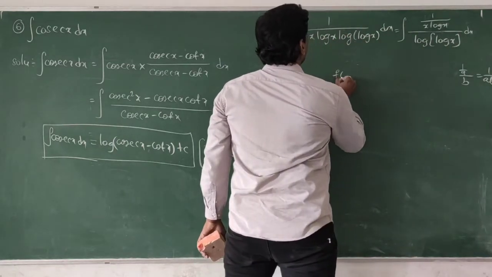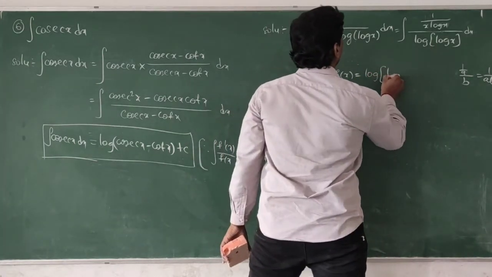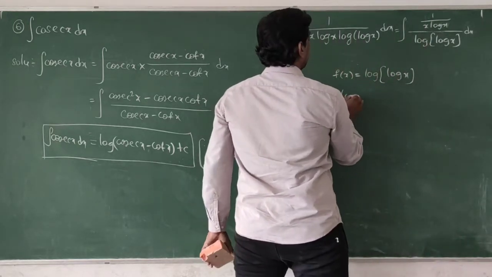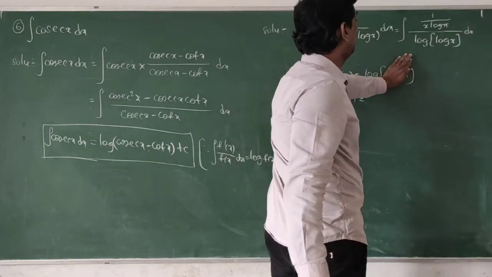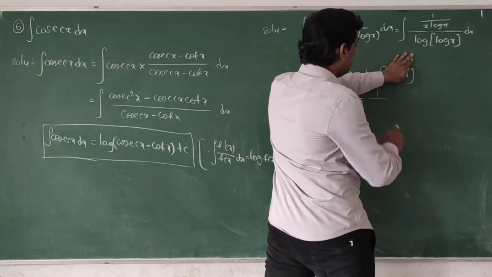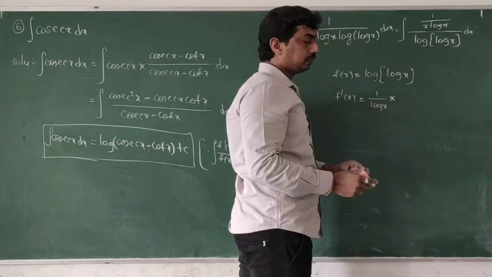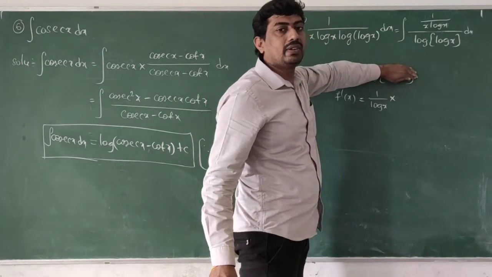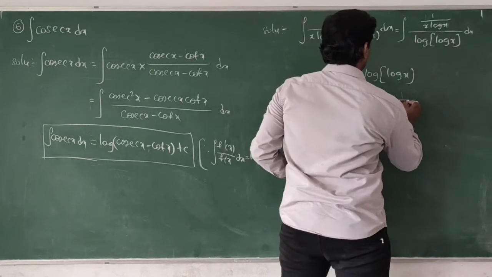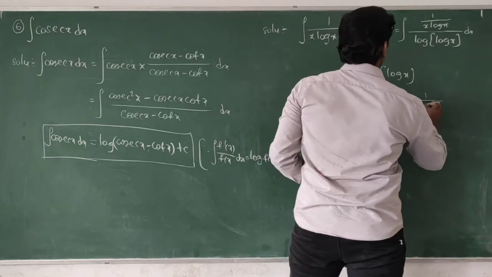Now just take as an assumption f of x equal to log of log x. What is f dash x? What is the derivative? First, this is in the form of log of something, and the derivative of log x is 1 by x, so here we write 1 by log x into the derivative of the internal function. What is the internal function? Log x. The derivative of log x is 1 by x. So 1 by log x into 1 by x means 1 by x into log x.